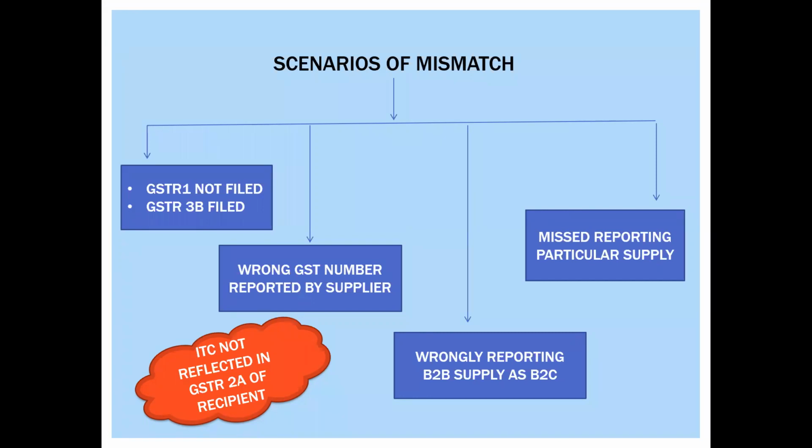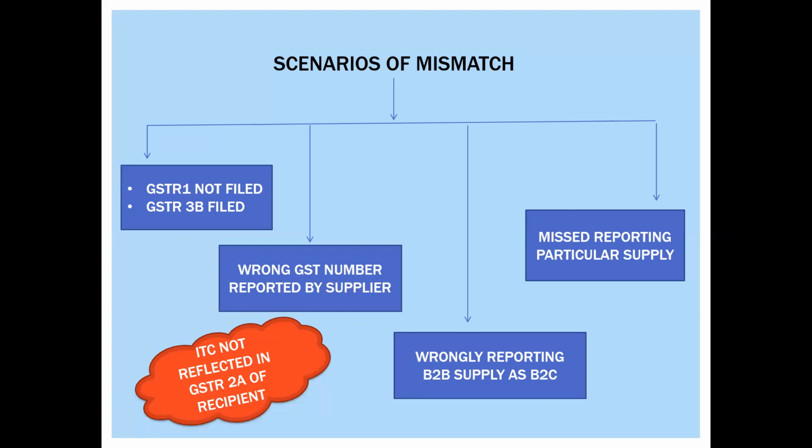In the first scenario, the supplier has not filed GSTR1 but has filed GSTR3B. What happens in such a situation? ITC will not be reflected in GSTR2A of the recipient. Moving on to the second scenario, the supplier has filed both 3B and 1, however, he has failed to report a particular sale. What will happen in such a situation, friends? ITC will not be reflected in GSTR2A of the recipient.